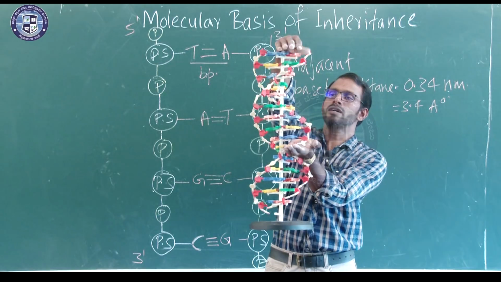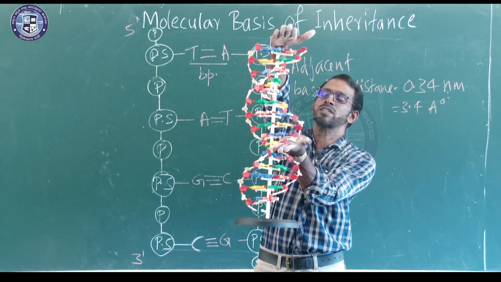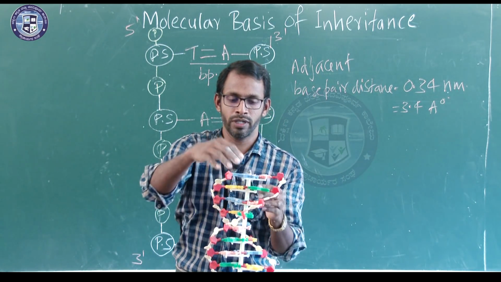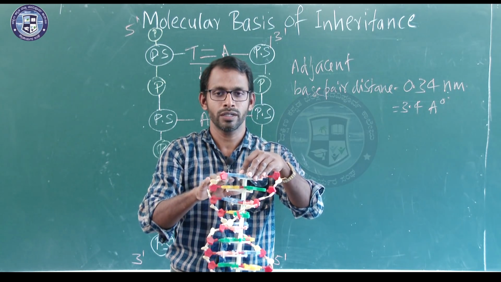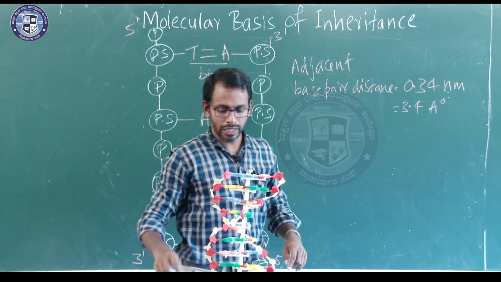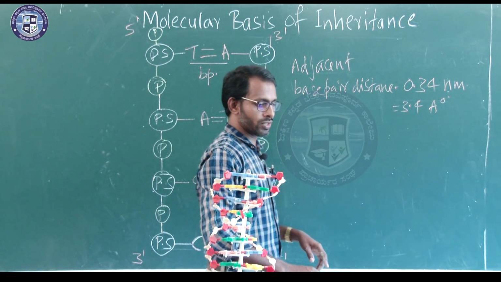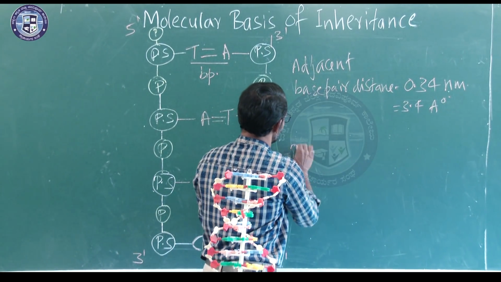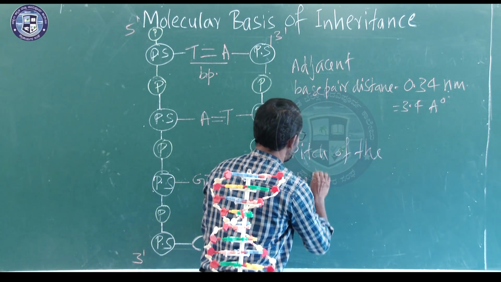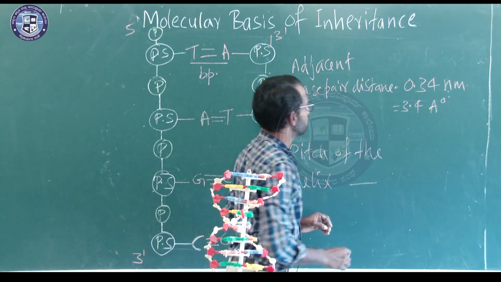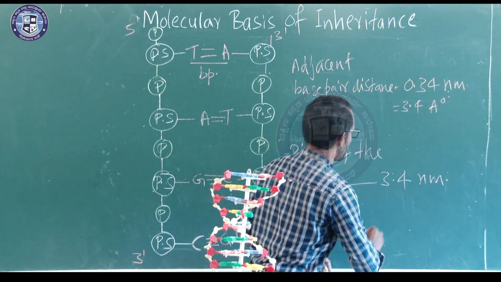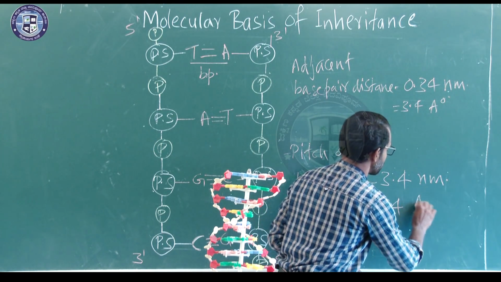here to here, there are 10 base pairs, and this pitch length is, since the distance between one base pair is 0.34 nanometer, into 10, you will get the distance of pitch. Pitch of the helix is 3.4 nanometer or 34 angstrom.